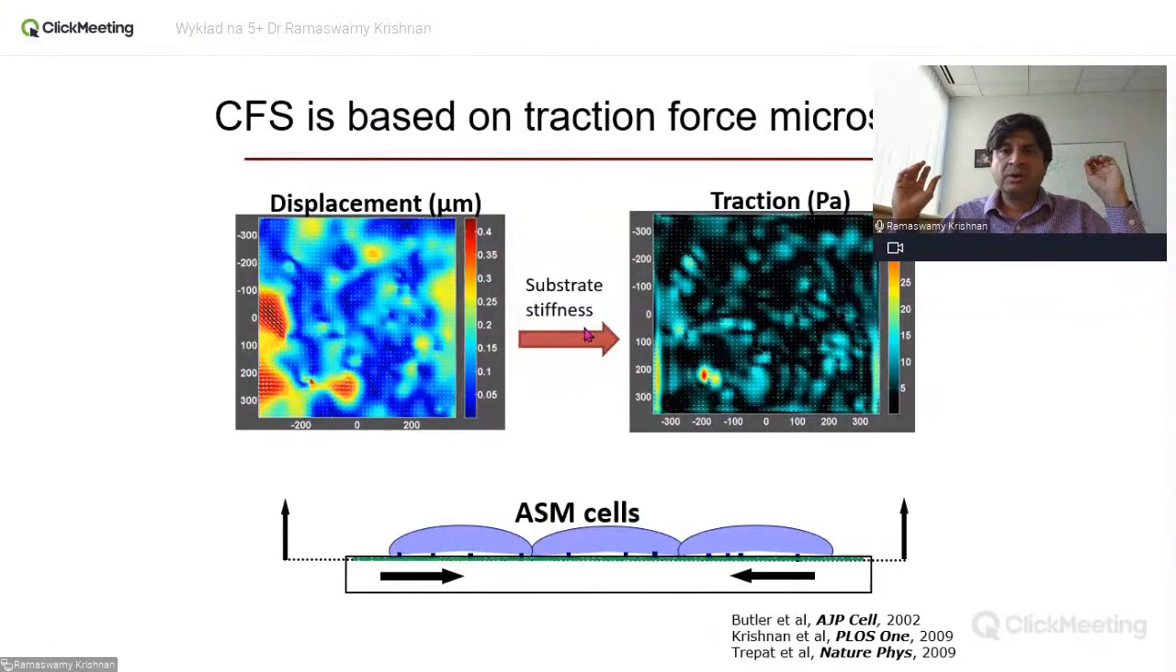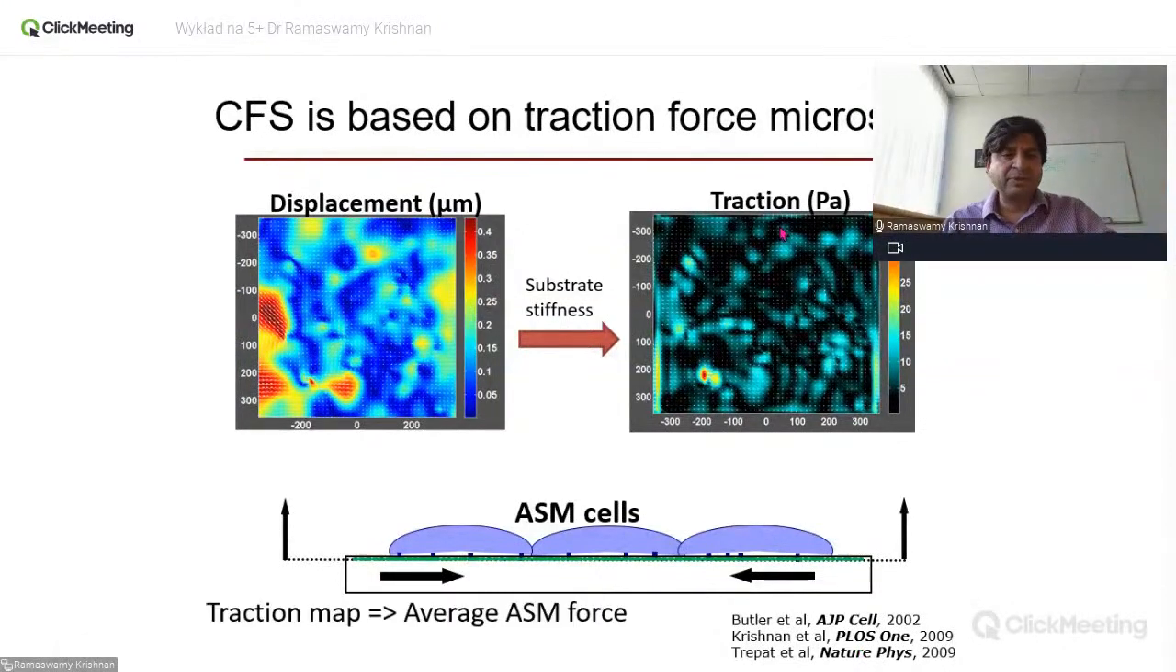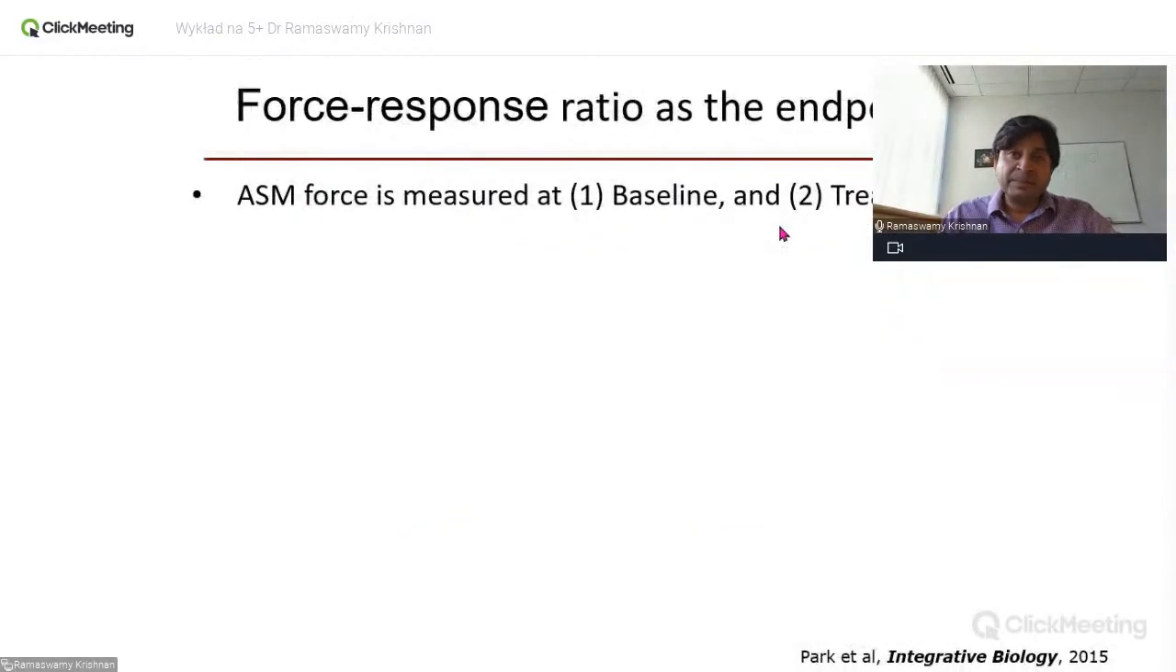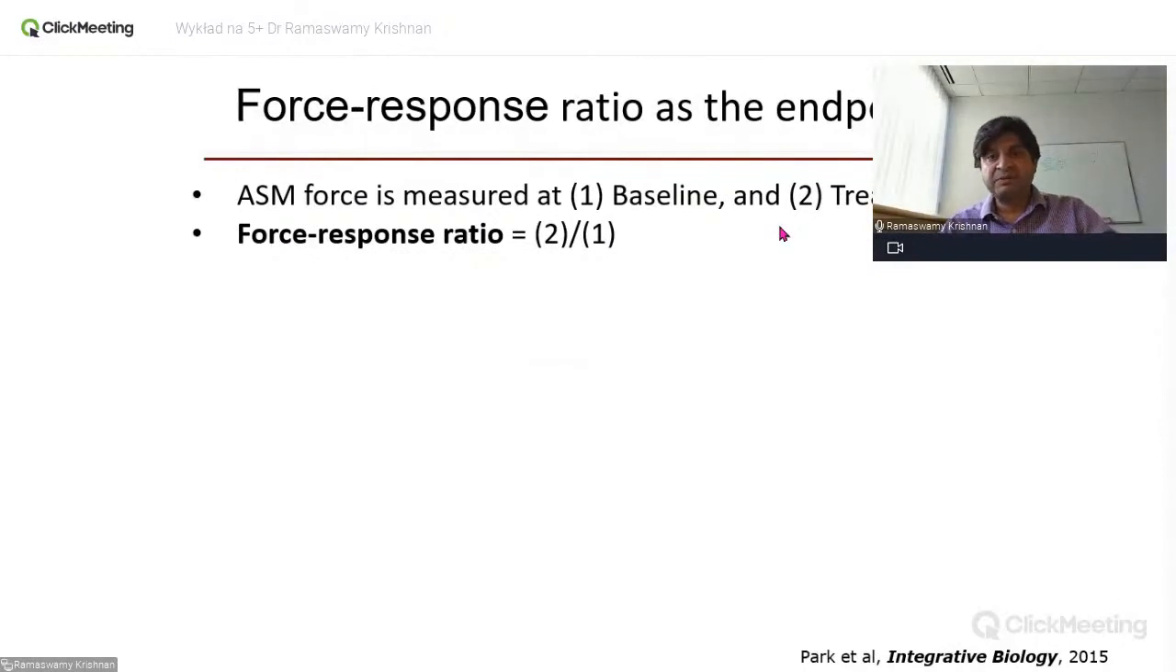And this is a less than a second implementation of a standard program, which we have described and which is also available. So you just go from a displacement map to a force map. And when you get a map like this, you can do mean, median, whatever, but simple thing, just an average value per map. And that's what's measured. In a typical experiment, you measure this value pre-treatment and you measure it after treatment. And all you do is a simple ratio, force post-treatment divided by force pre-treatment. And that's all we need to know. And we call that the force response ratio.